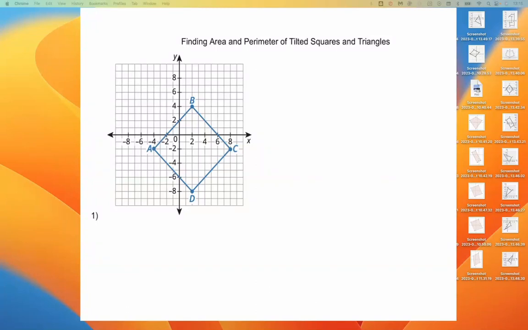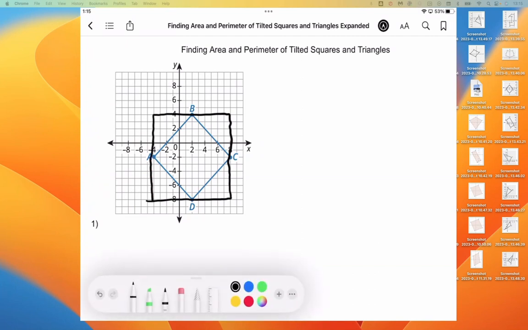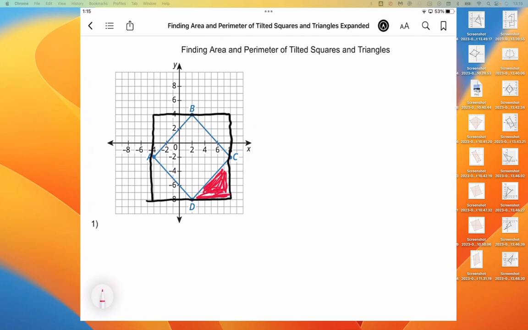Okay, so for number one, with area and perimeter of tilted squares and triangles, we're going to find area first. And what we've got to do is box the figure in. And so we're going to be finding the area of the black square and then subtracting the area of these colored triangles to find the area of that blue square.